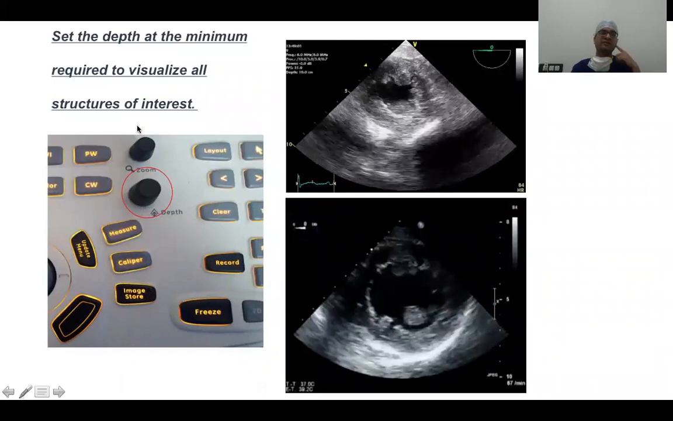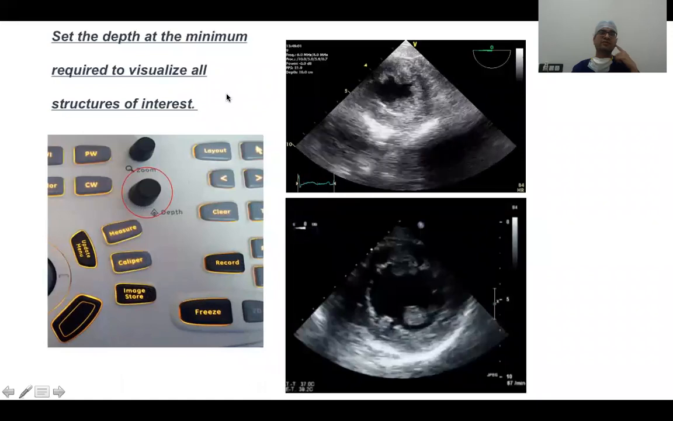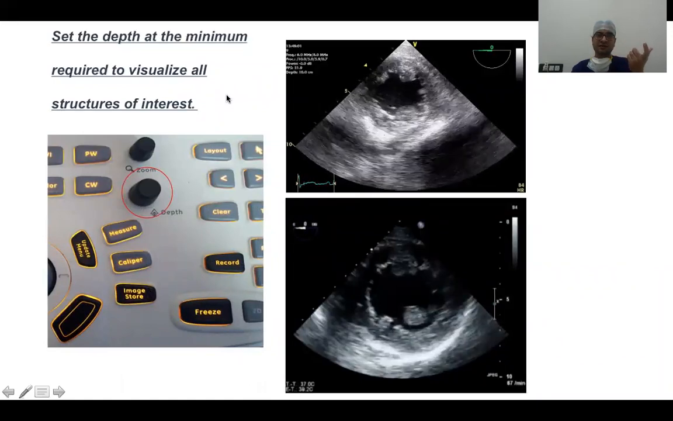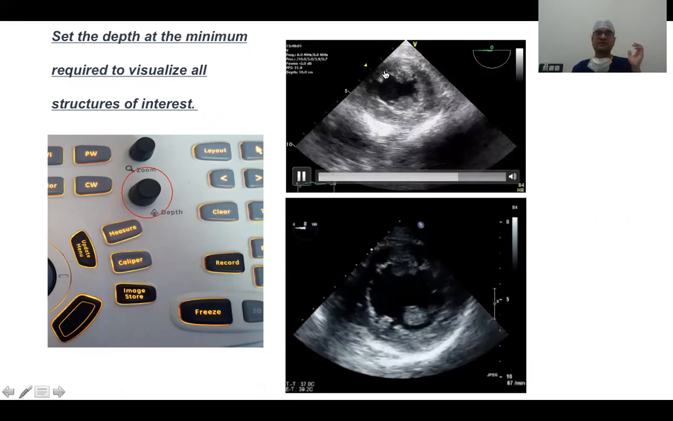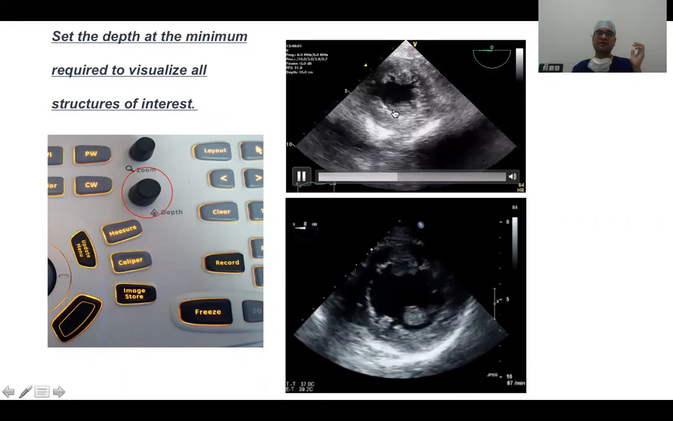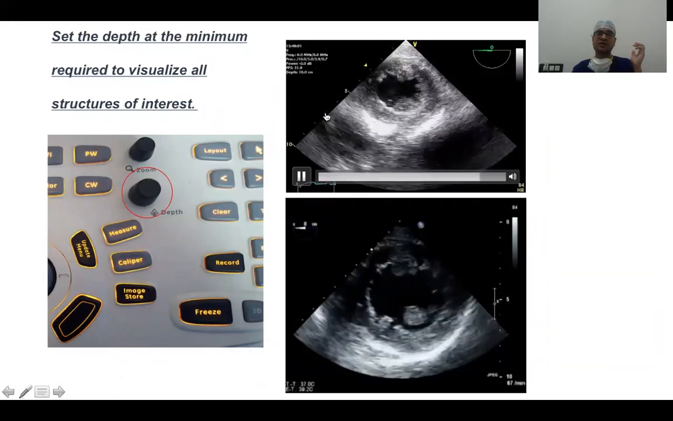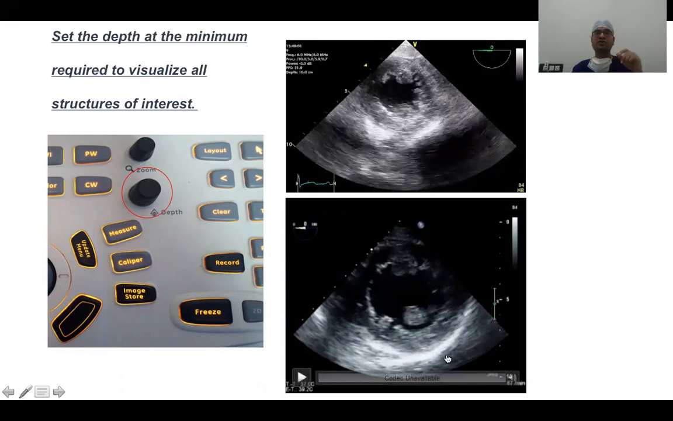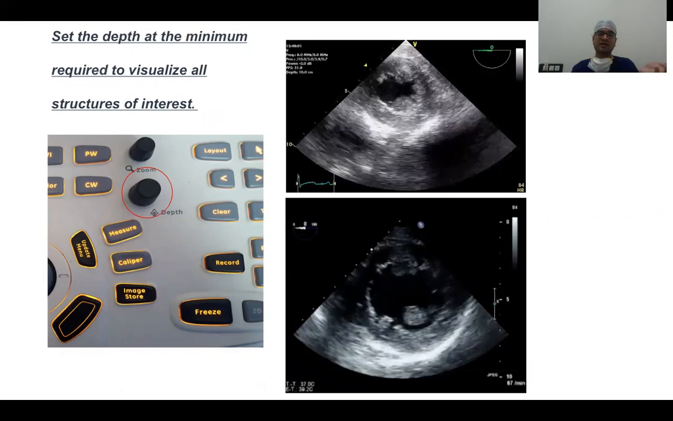Then we are going towards the depth. So depth should be kept to required. We should see all the required area of interest visualized properly. Here we can see as the depth increases, the area of interest size goes down and the resolution also goes down. So it should be just beyond the area of interest.